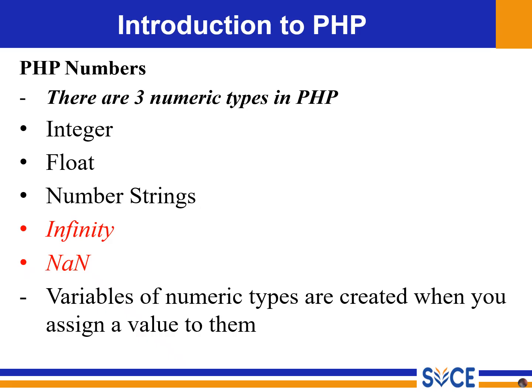PHP is a loosely typed language, that is, variables are created of a particular type when you assign a value to them. You need not declare the type of the variable when you declare or define it. When you assign an integer value to a variable, the variable becomes of integer type. When you assign a float value to a variable, the variable becomes of float type.